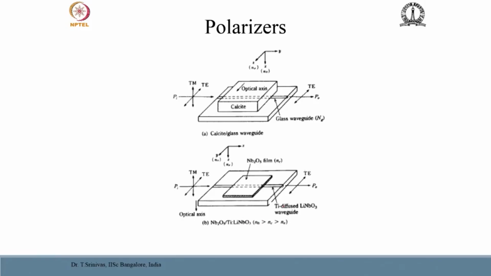Similarly, the second one shows a polarizer on lithium niobate. The substrate itself is anisotropic and it can support, based on the design, both the polarizations, but you can coat a niobium oxide film on top of that and change the properties to get only a TE polarized light output, as shown in the figure.